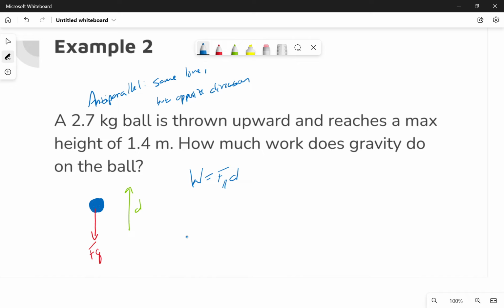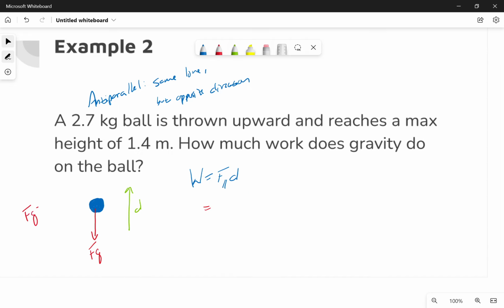And now I would know that the angle between those two, like it is parallel, it's anti-parallel, and that would just tell me that this thing is going to be doing negative work, so it's in the opposite direction. So the math here should be pretty easy. First, I actually have to calculate my force this time, right? So I have to calculate the force of gravity.